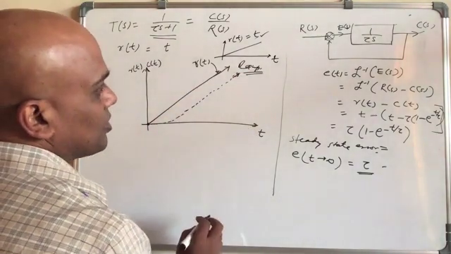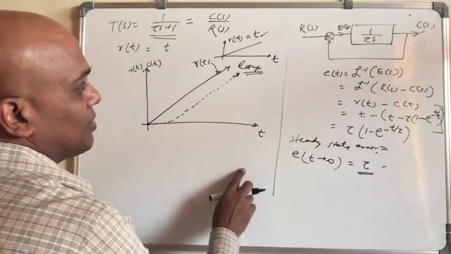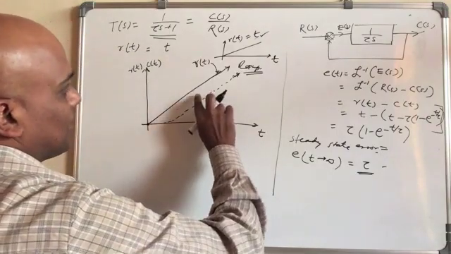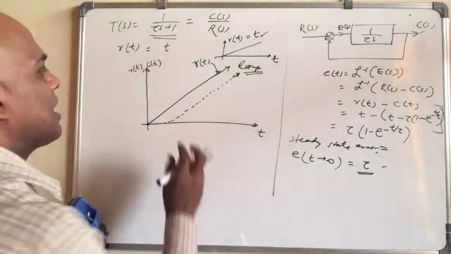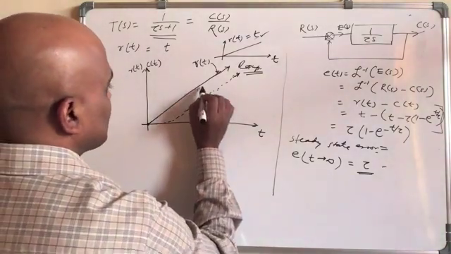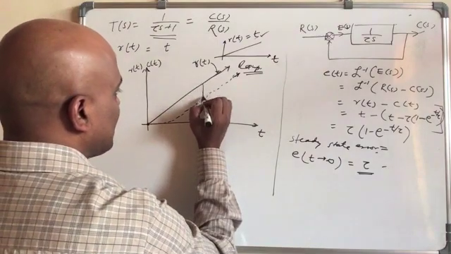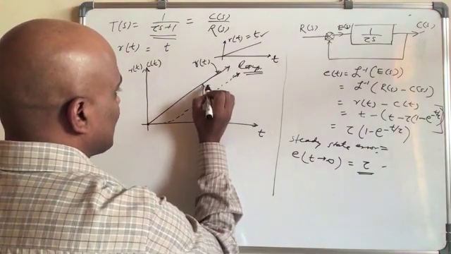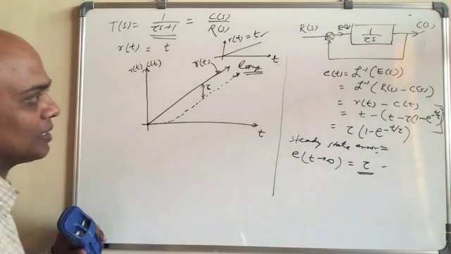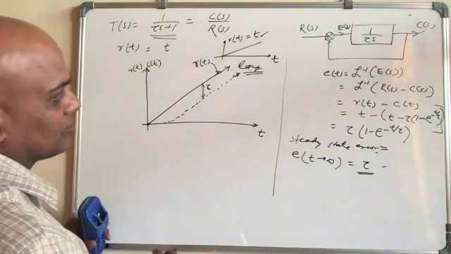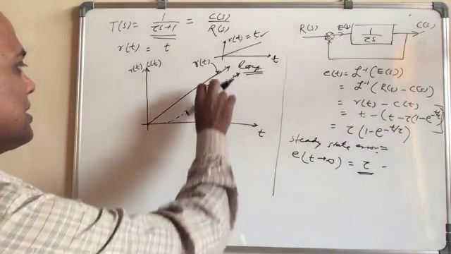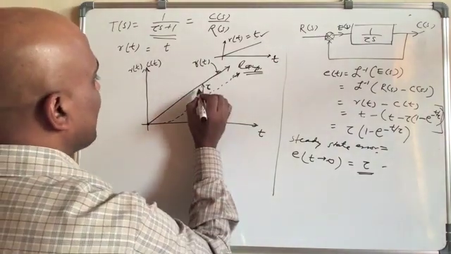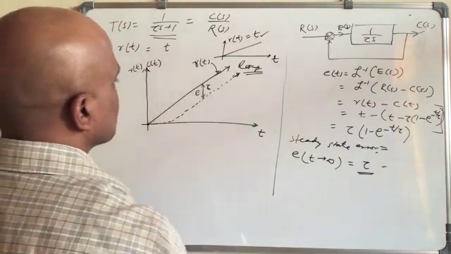So what you see is that after infinite time, meaning after a long time, there is a difference between the two. There is a gap equal to tau, like this. This is what it means. So this is the error, right? This is the meaning of e.